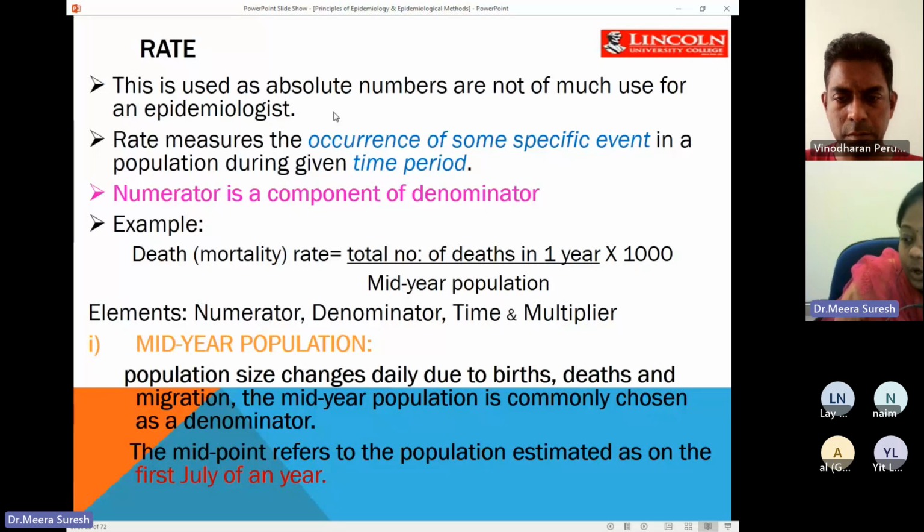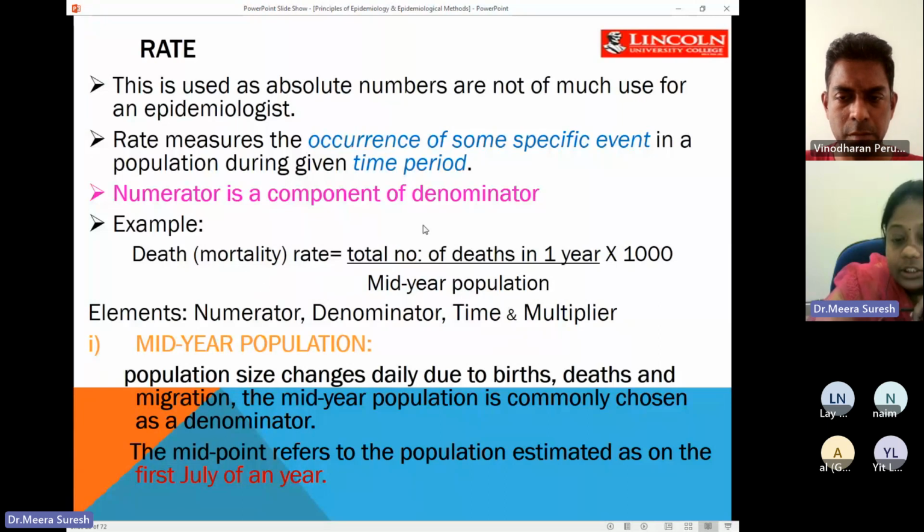So to make a comparison, we always need to know what we are comparing it upon, or what the denominator is. And that is why, in epidemiology, we can't rely on absolute numbers, but we have to go towards the rate. Absolute numbers are not of much use for an epidemiologist. A rate measures the occurrence of some specific event in a population during a given time period. So we can calculate a mortality rate or death rate, or it can be a birth rate.